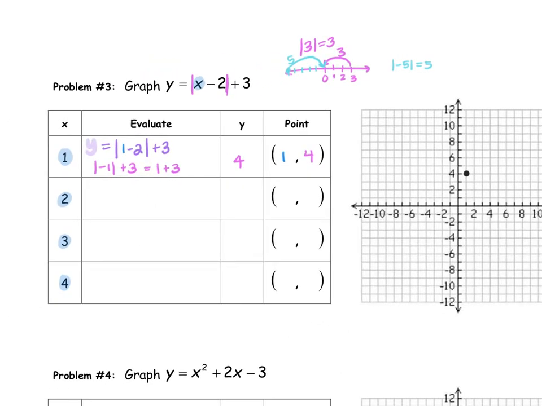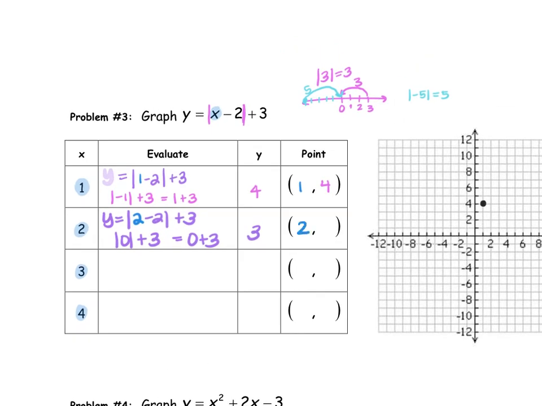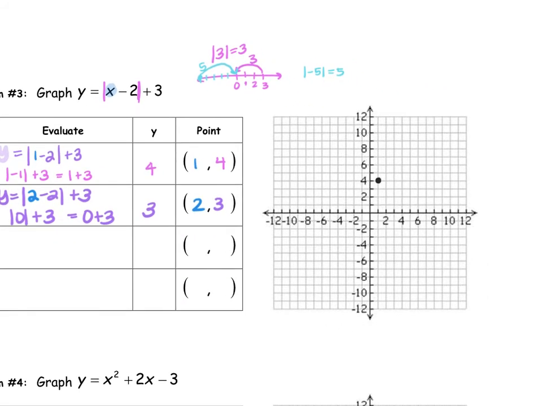Okay, we'll follow the same process, plugging in 2 for x. Y is equal to the absolute value of 2 minus 2 plus 3. 2 minus 2 is 0, so absolute value of 0 plus 3. The absolute value of 0 is 0, plus 3 is 3. So when we plugged in 2, we got a y value of 3. And when we plot that on the graph, it is right here.